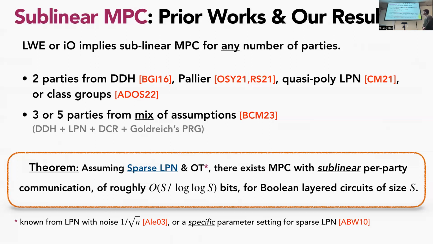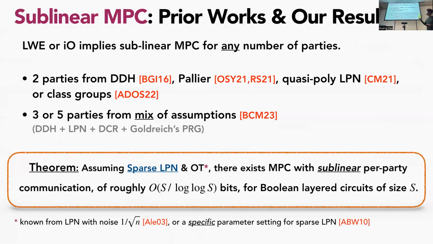Yeah. So using our HSS, we can achieve sublinear MPC for an arbitrary number of parties. And the communication here is very slightly sublinear, basically S over log of S for circuits of size S. We also need to assume the existence of OT because we're working in the dishonest majority setting, but still with semi-honest security. That's it.